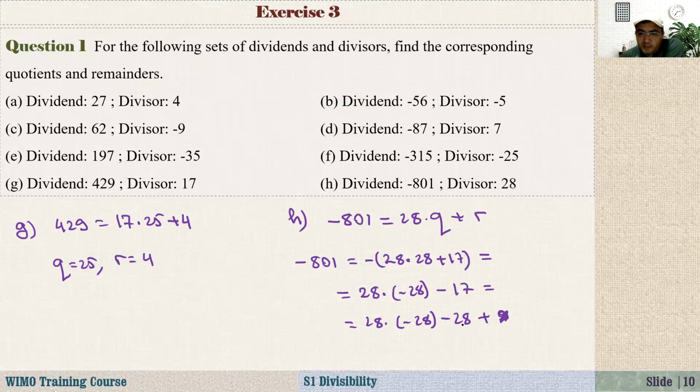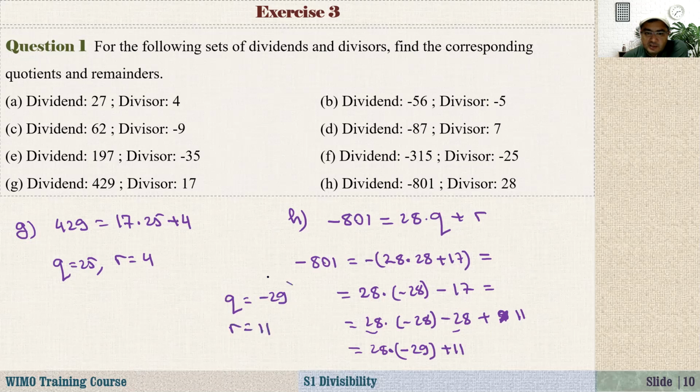All right, minus 28 plus 11. So now 28 is a common factor, right? If you just take this out, now 28 minus 28 minus 29. So here we have minus 29. Here we have times and plus 11. So here, then the quotient will be, what is that? Let me just write here. Quotient is minus 29 and the remainder is 11 because remainder should be positive.